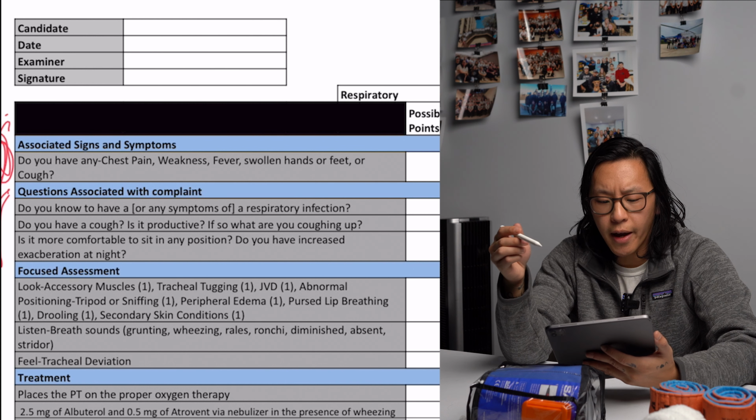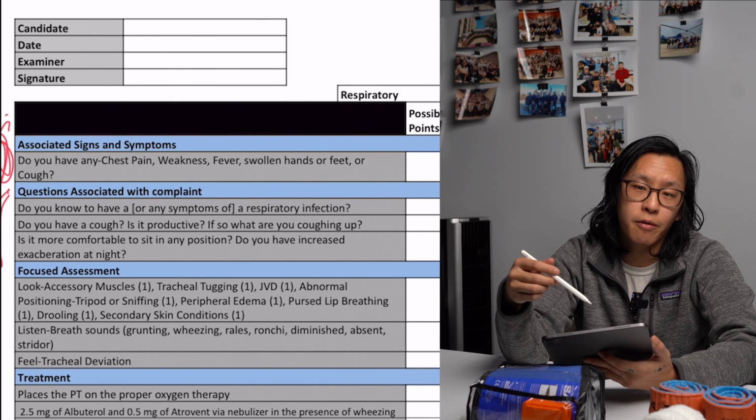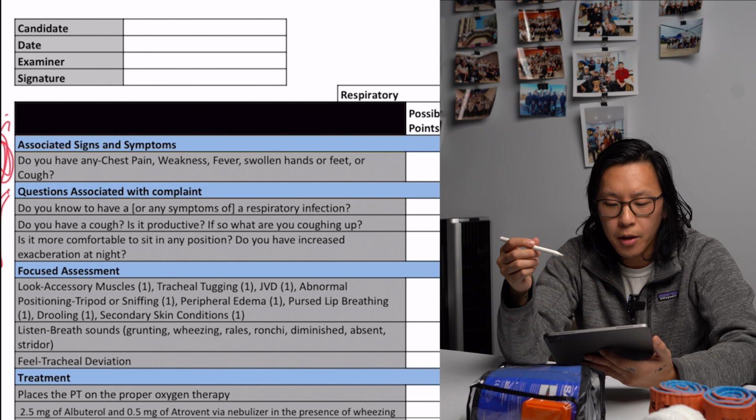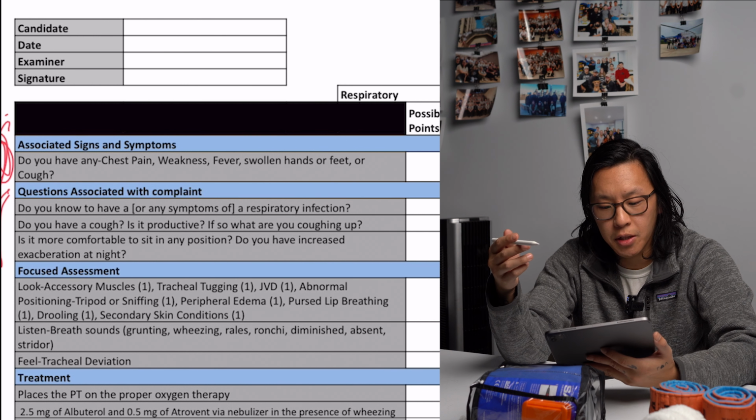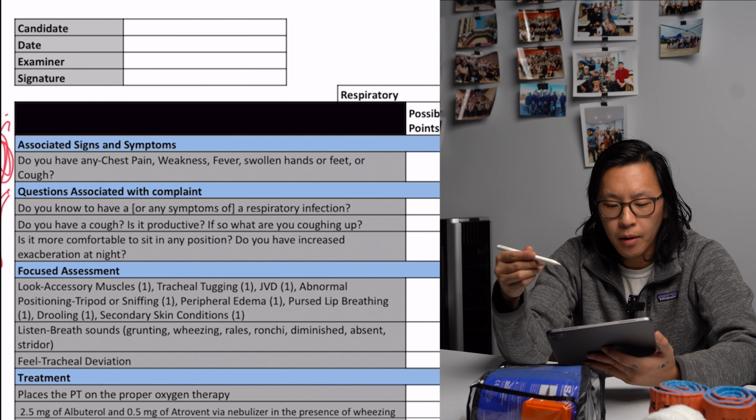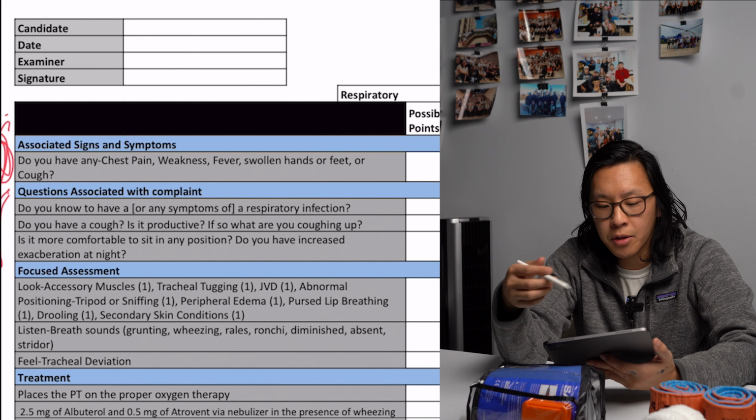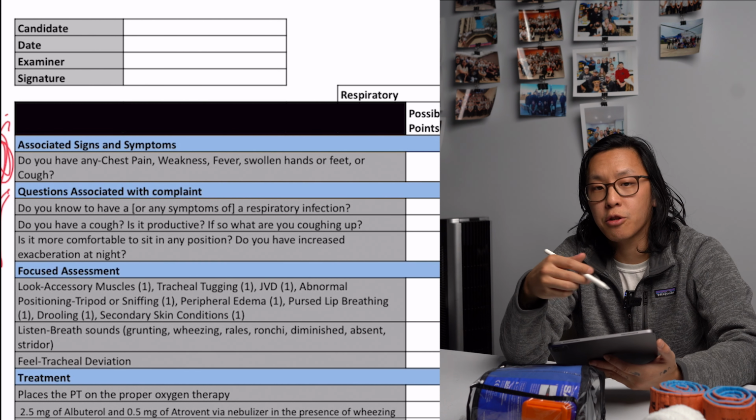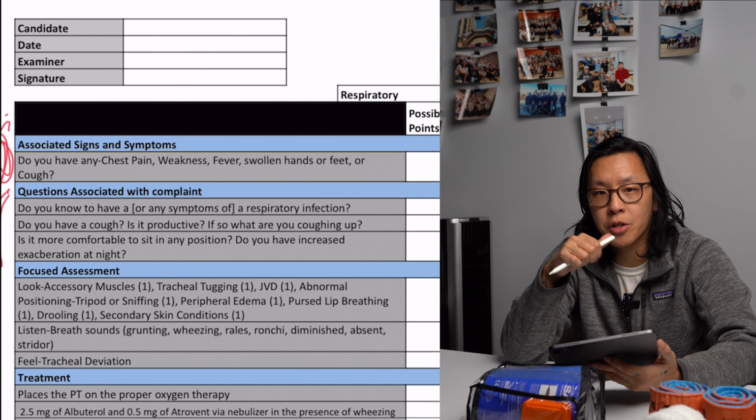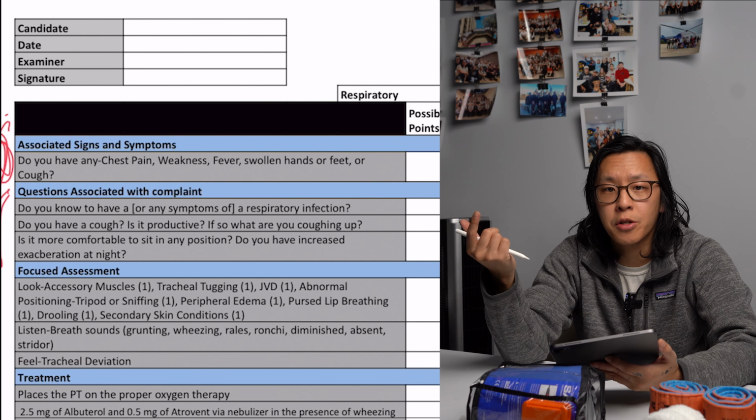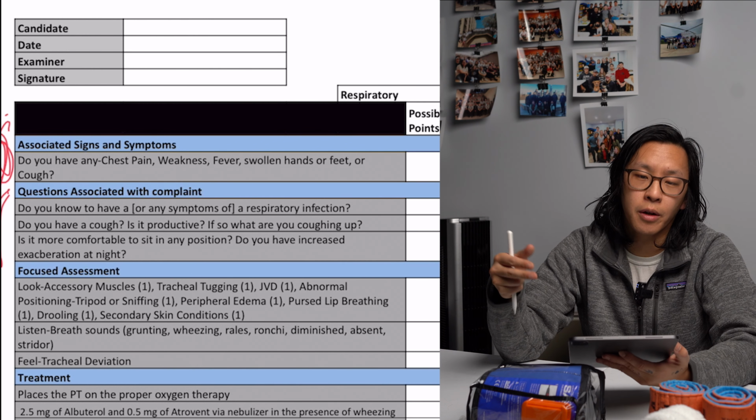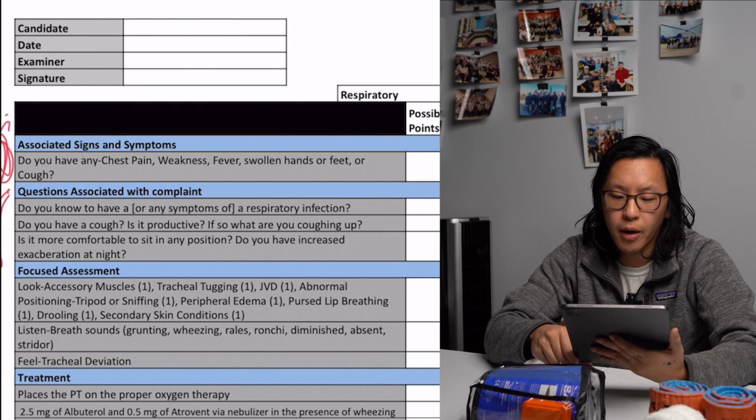Do you have any symptom of a respiratory infection? Okay. Do you have a cough? If so, is it productive? What are you coughing up? Is it more comfortable to sit in a certain position? Do you have increased exacerbation at night? And we ask these questions more specifically for patients with congestive heart failure. That would be the current medical condition that we're kind of asking of.